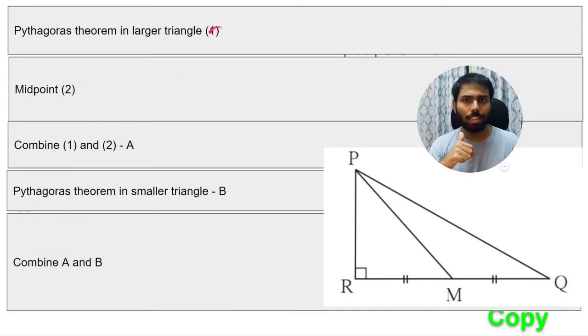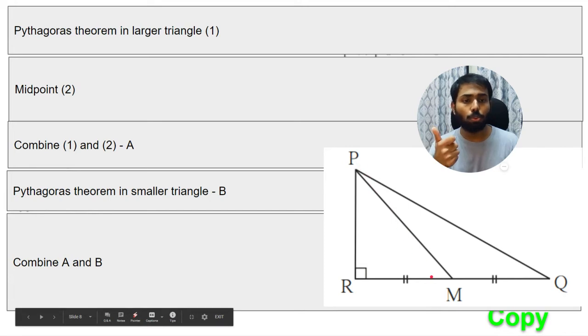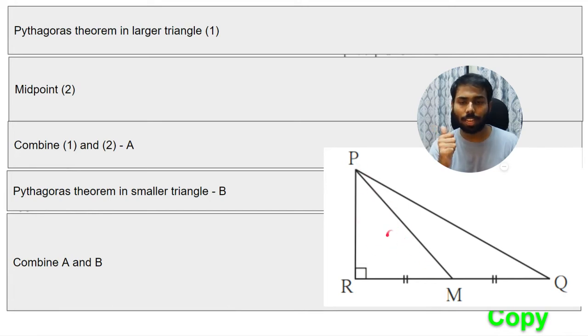Okay, then I'll combine expression 1 and expression 2 and get expression number A. Then स्मॉलर ट्रायंगल में भी मुझे पाइथागोरस थ्योरम यूज करना पड़ेगा. व्हाई? बिकॉज आई हैव टू यूज PM square, राइट? PM square मेरे टू प्रूफ में आ रहा है, तो PM square कैसे मिलेगा? छोटे ट्रायंगल में पाइथागोरस थ्योरम यूज करके. सो आई यूज पाइथागोरस थ्योरम इन द स्मॉलर ट्रायंगल एंड आई कॉल दैट एज एक्सप्रेशन नंबर B.